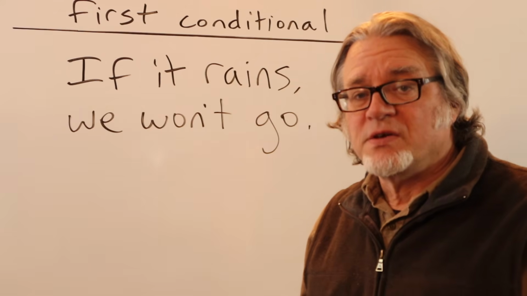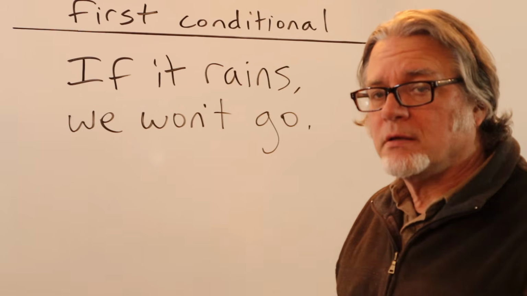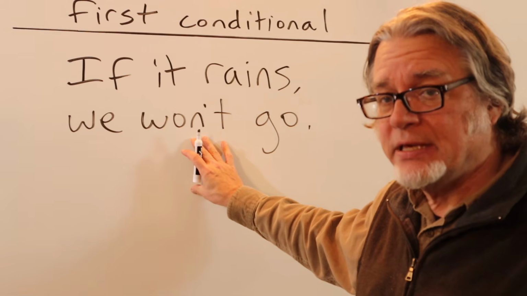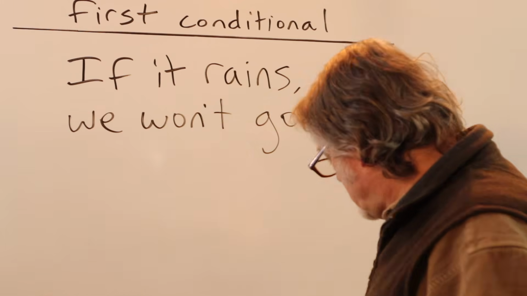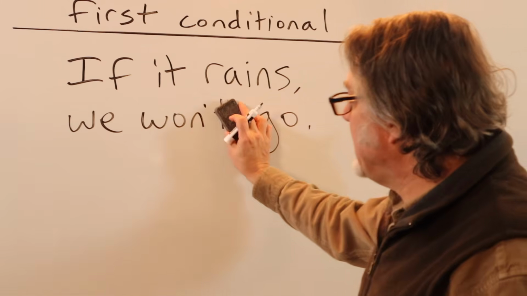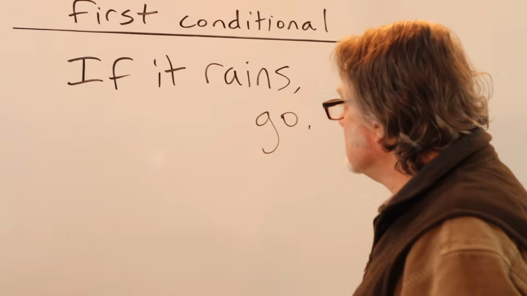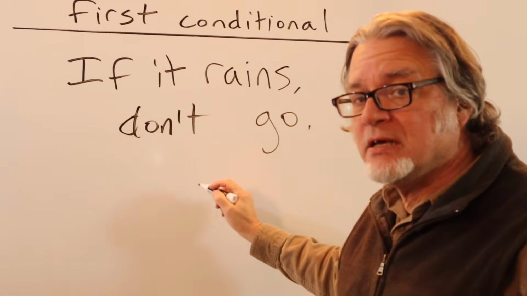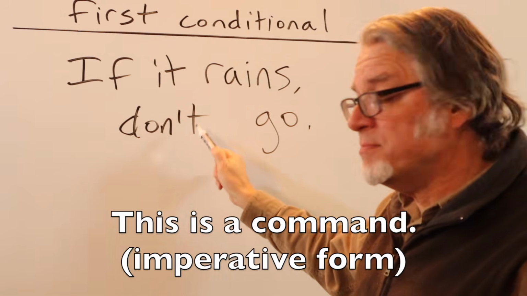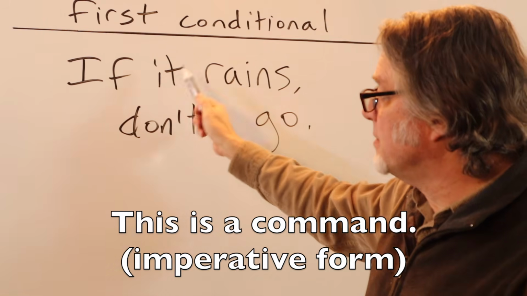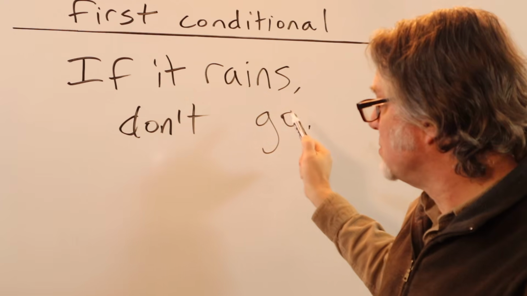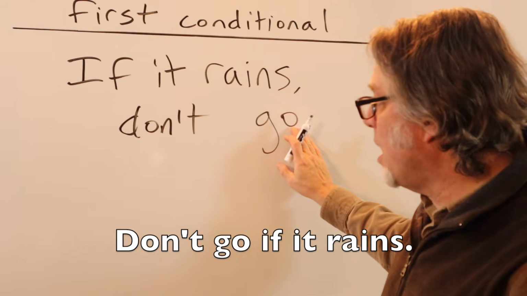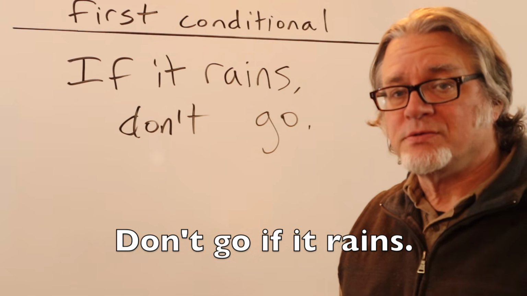If it rains, we won't go. This is for a situation that has not happened yet. Or you could say, if it rains, don't go. This is a little bit different because this is a command. If this happens, don't do this. Or don't go if it rains.